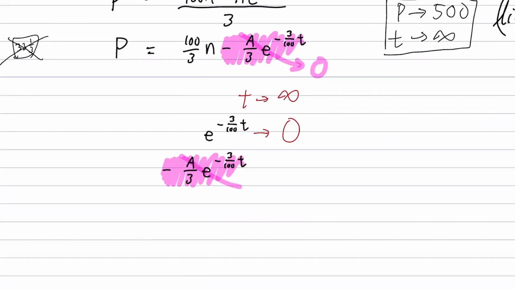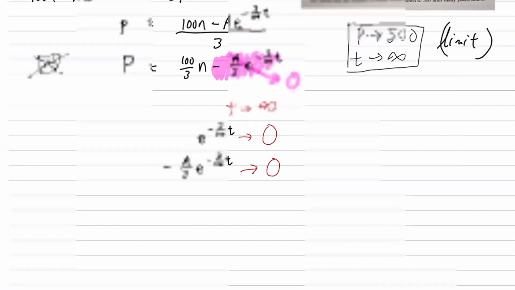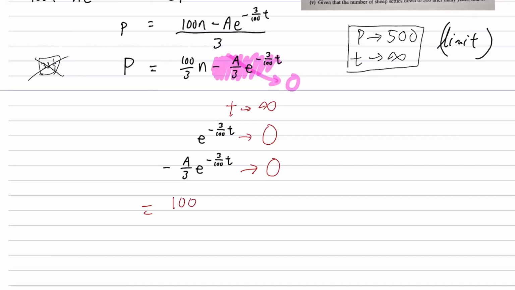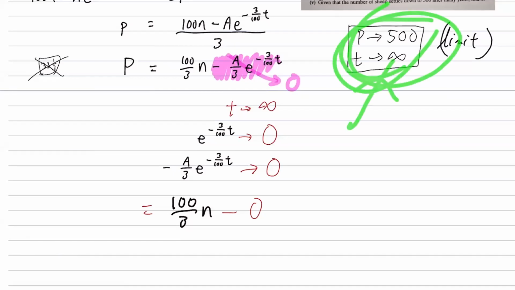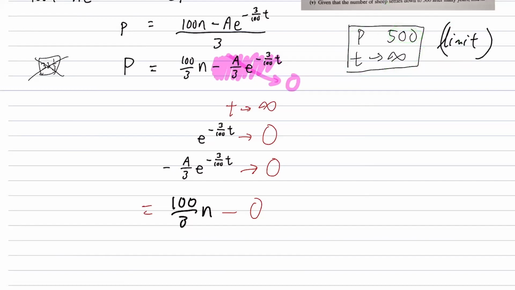So this tends towards 0. Then what happens to your 100 over 3 n? Nothing happens. It just stays there. But this pink part becomes 0. So what are you left with? On the right hand side, 100 over 3 n minus 0. But wait, what about the left hand side? As t goes to infinity, what happens to your p? It tends to 500. So you don't need tends to anymore, just put equal straight away. So this becomes 500.